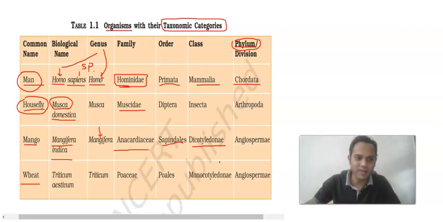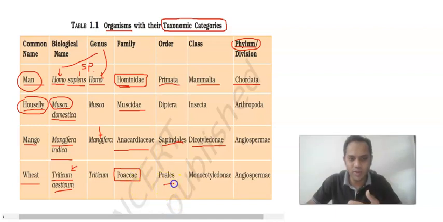Then the last example is your wheat. The scientific name is Triticum aestivum. Triticum is the name of the genus. Aestivum is the name of the species. It belongs to the family Poaceae, the grass family; all the grasses belong to this family. Poaceae belongs to the order Poales. And Poales belongs to the class Monocotyledonae. Likewise, there is Dicotyledonae. Monocotyledonae have 1 cotyledon. And lastly, both belong to the division Angiospermae because they are all flowering plants.